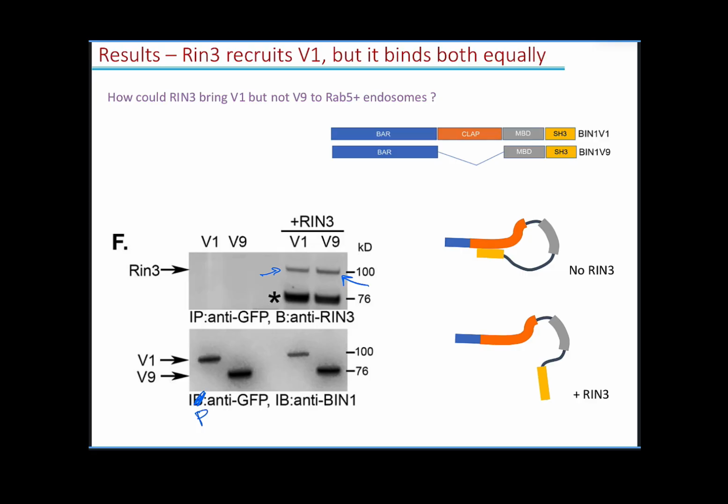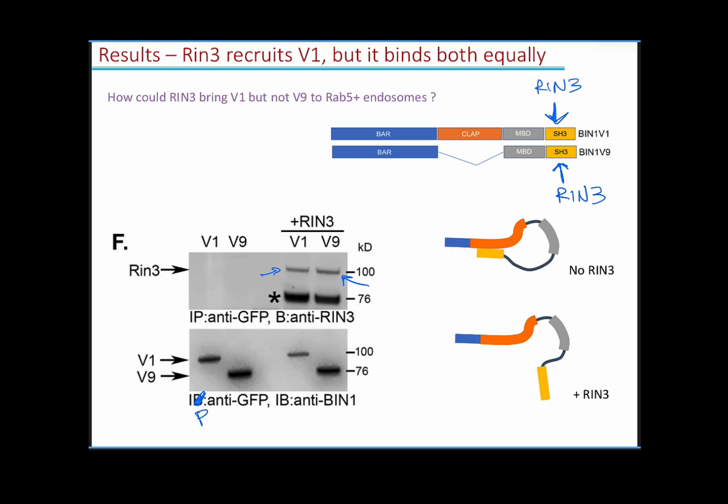Turns out that separate research has shown that the most likely place for the Rin3 BIN1 interaction is through the SH3 domain of BIN1, which happens to be present in both V1 and V9. So that would explain why when you bring down BIN1, you will bring down the same amount of Rin3, whether you're working with V9 or V1, because both of them have the SH3, both of them will have the same capacity to interact with Rin3.